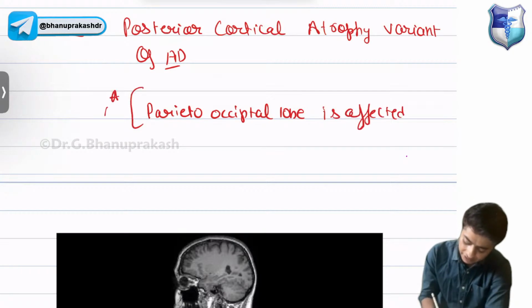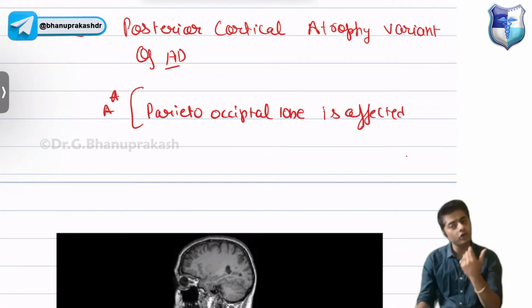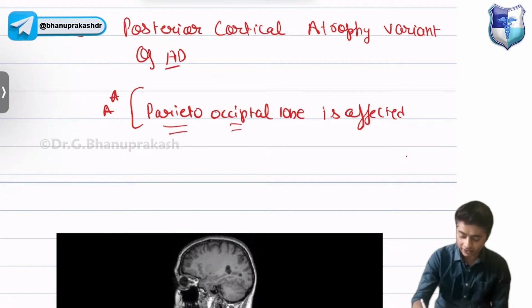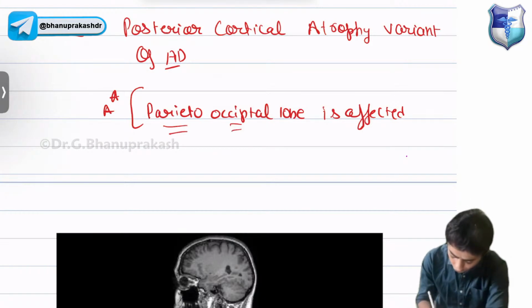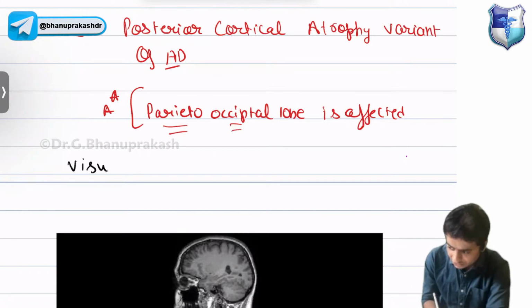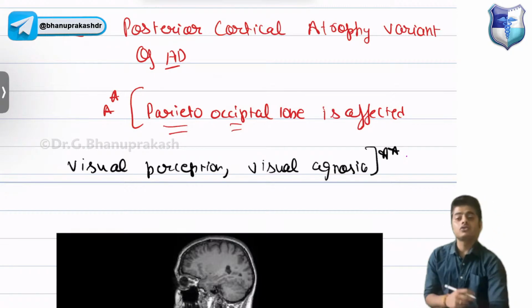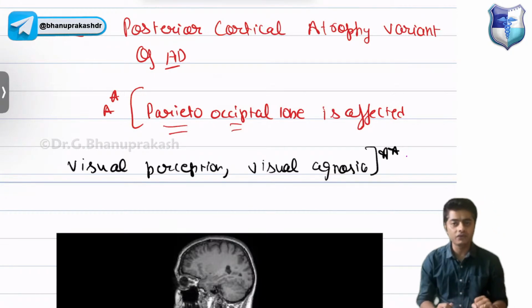Generally, in an Alzheimer disease patient, the occipital lobe is impaired later. But in this posterior cortical atrophy patient, your parieto-occipital lobe is affected first. That's why in these patients you get visual symptoms, that is visual perception problems. Visual agnosia is affected first. So in this patient, the visual part is affected first.